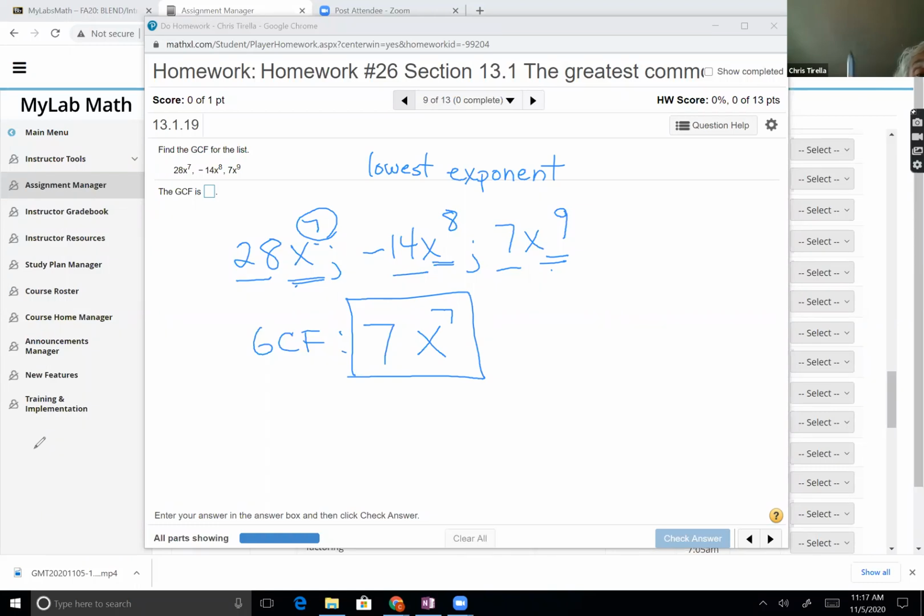And I think those problems cover all of the ideas that we looked at last class. You include the exponent because it's asking you for the GCF of the list, right? Okay. Should we do one more or are we good?